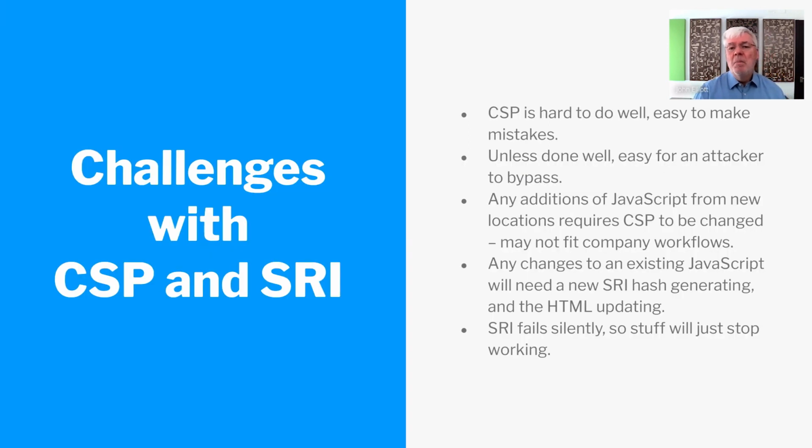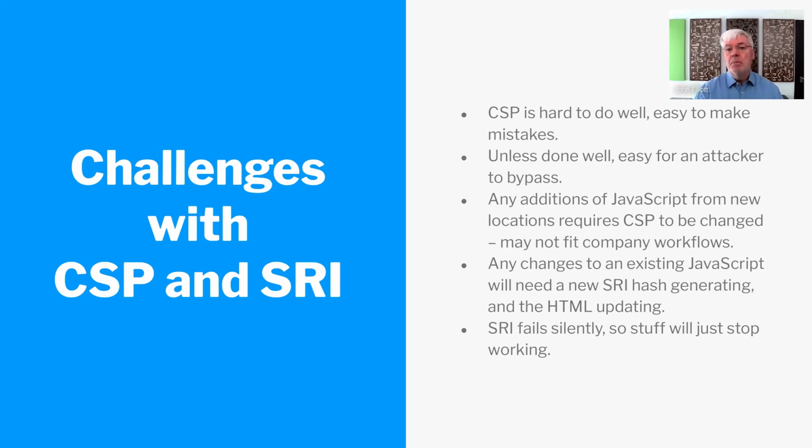Now, my view is that for smaller merchants, CSP and SRI may well be adequate, especially if the merchant really does reduce the attack surface by taking out all non-essential JavaScript from the payment page. However, the challenges with using CSP and SRI are really around the day-to-day management. As I said before, it's quite hard to do CSP well, and if you get it wrong, it's easy for an attacker to bypass. There's some good papers written about how that happens.